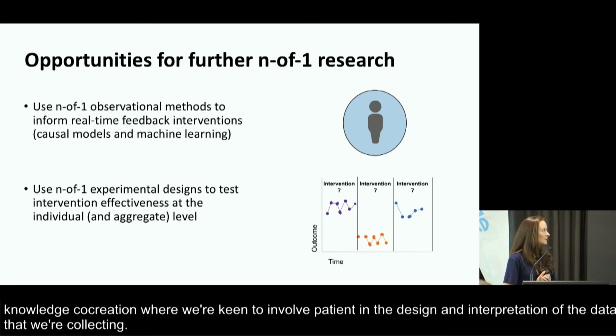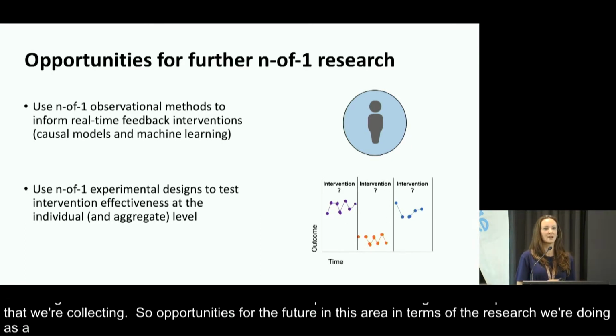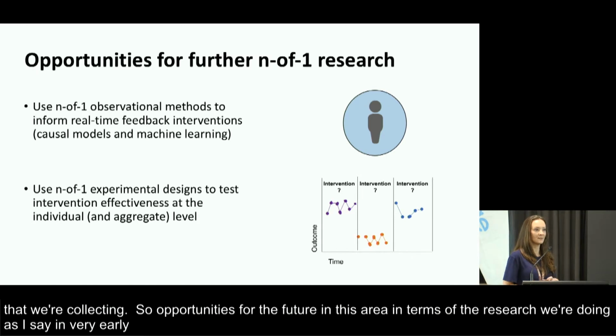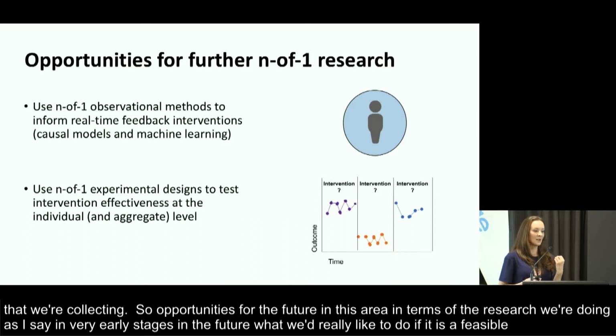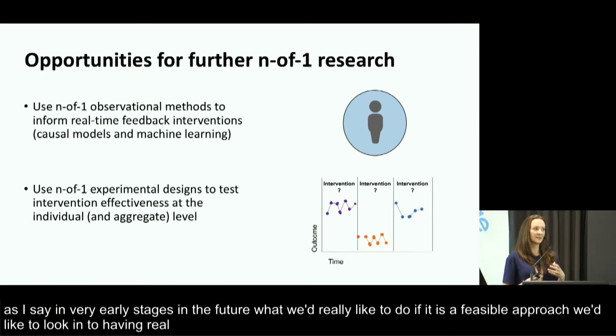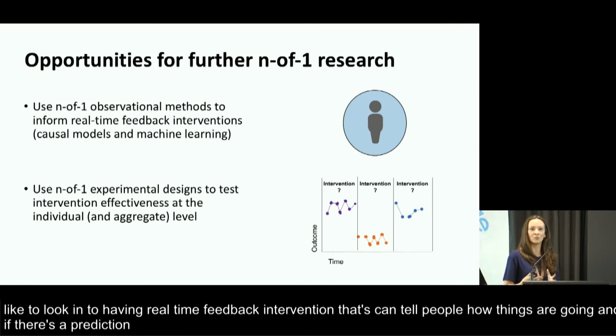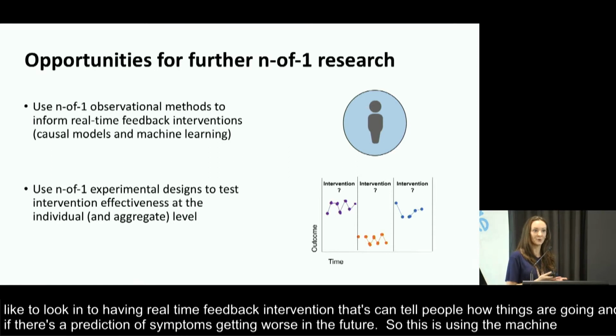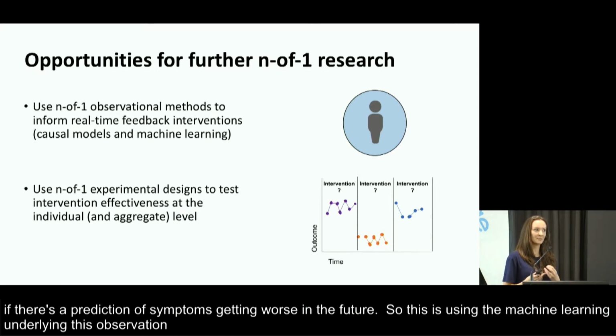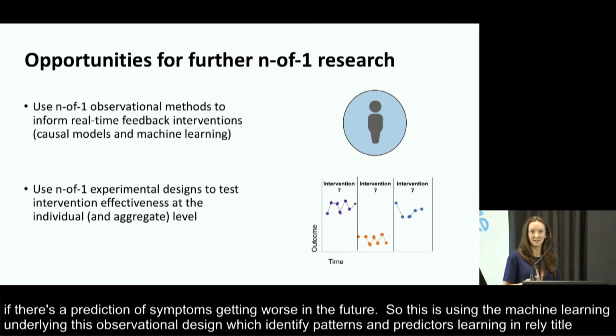So, opportunities for the future in this area. In terms of the research we're doing, as I say, we're at the very early stages, but in the future, if it is a feasible and acceptable approach, we would really like to look into having real-time feedback interventions that can tell people how things are going, and if there's a prediction of symptoms getting worse in the future. So this is maybe using machine learning underlying this observational design to identify patterns and predictors, learning in real time, and providing that data back maybe through a digital device.